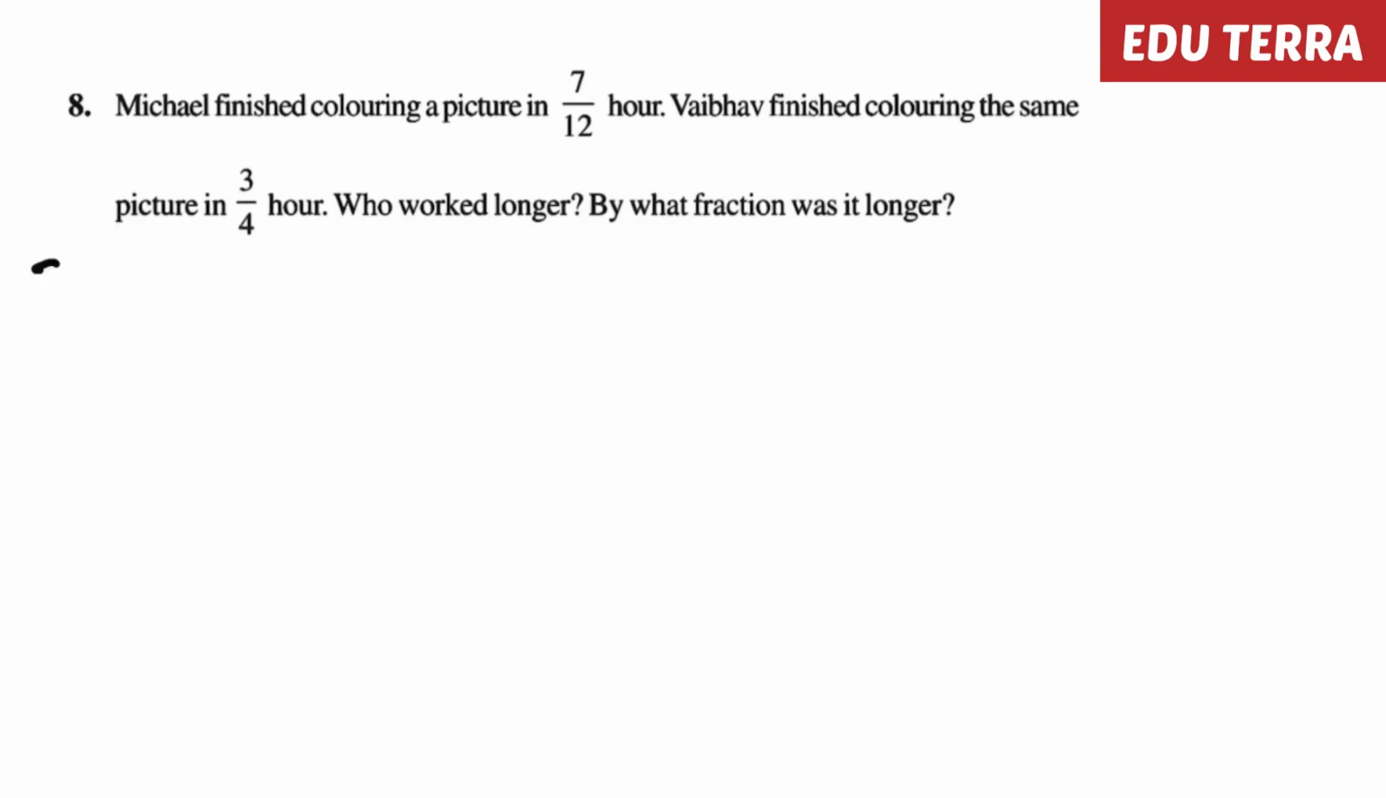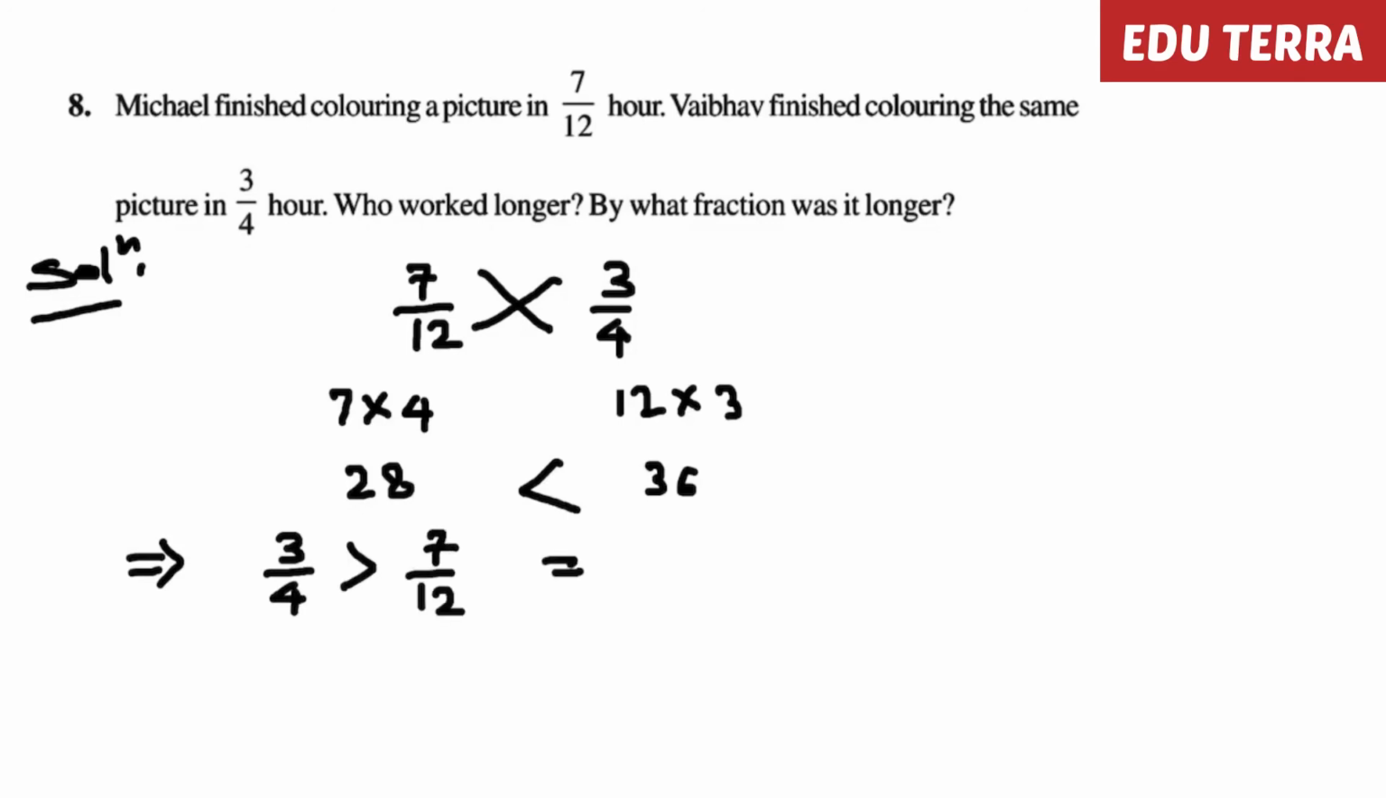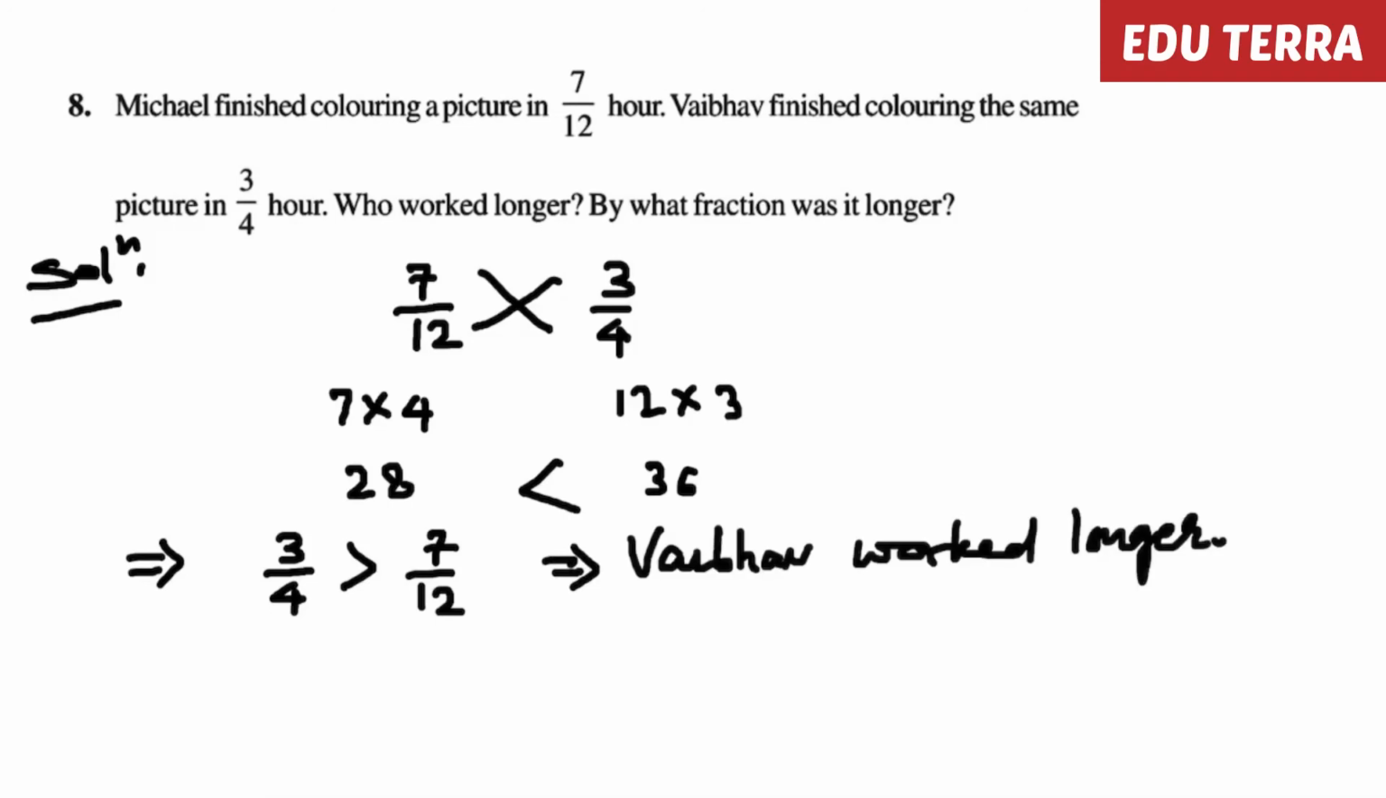Here I am going to tell you one simplest way to compare, how to find the greatest. See 7 by 12 and 3 by 4. Just put a cross. So 7 into 4 and on this side 12 into 3. Which product is greater? 7 4s are 28 and 12 3s are 36. It means 36 is greater than 28. 36 is for 3 by 4. So 3 by 4 is greater than 7 by 12. So 3 by 4 is for whom? Vaibhav. It means Vaibhav worked longer.